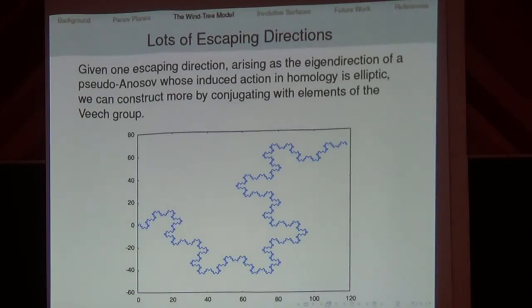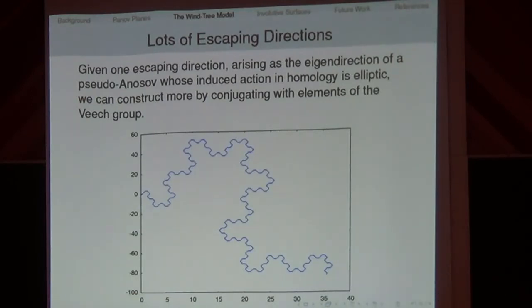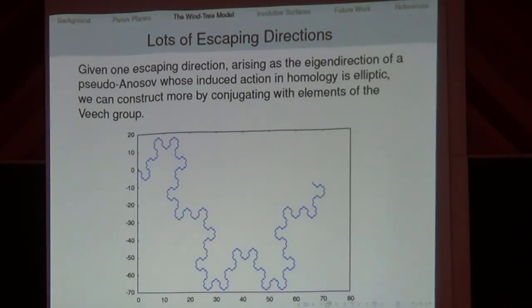So here's this original picture that we kind of call the snowflake picture that I showed you a little bit ago. If I conjugate the pseudo-Anosov with, I think in this picture it's actually the horizontal twist, we get another direction, and that's what you see here. And this is conjugating with the horizontal twist twice, so the square of the horizontal twist. And then the product of the horizontal and vertical twists gives us yet another direction. So you get lots and lots of these directions if you have one of them just by conjugating with these in the group.